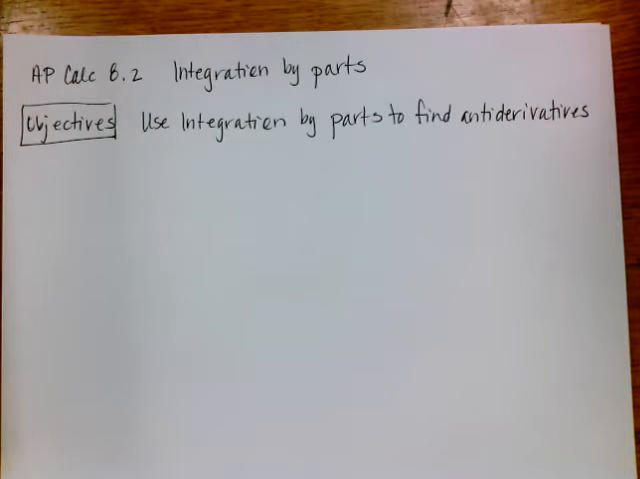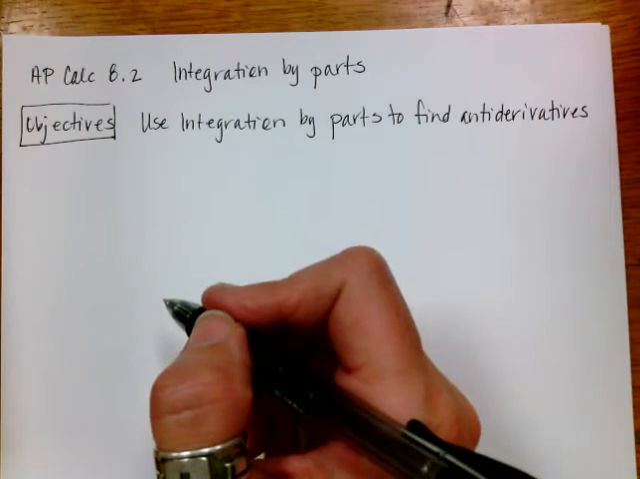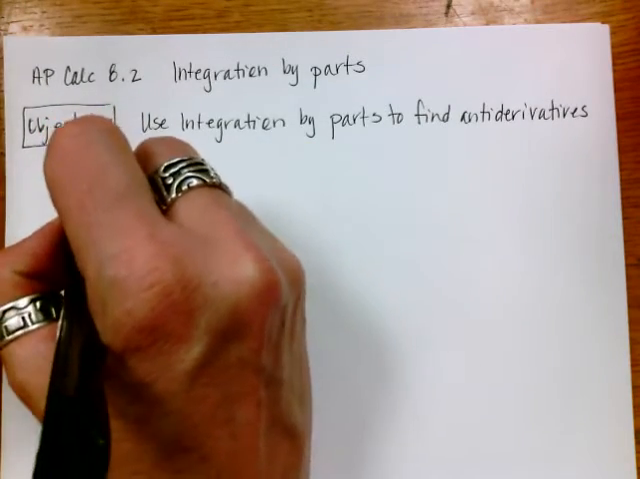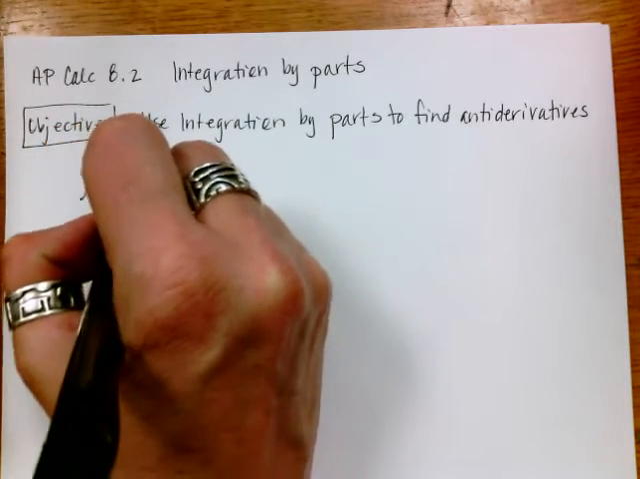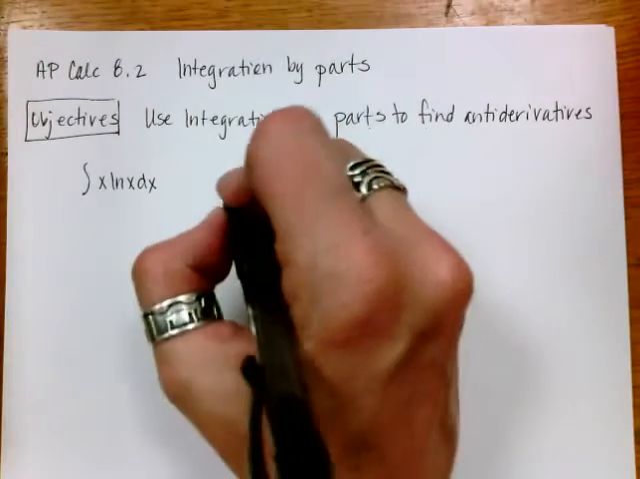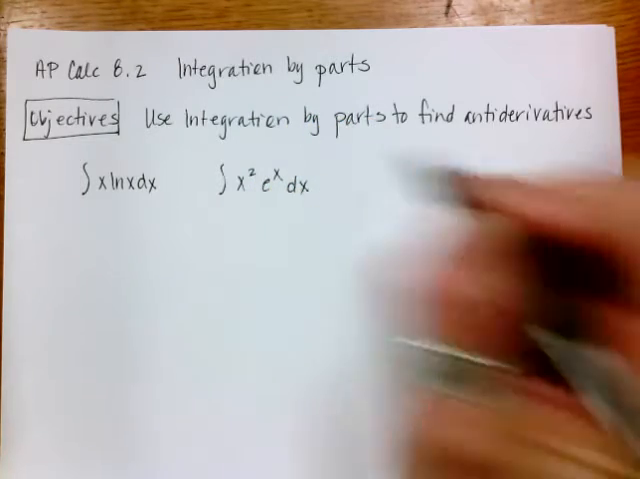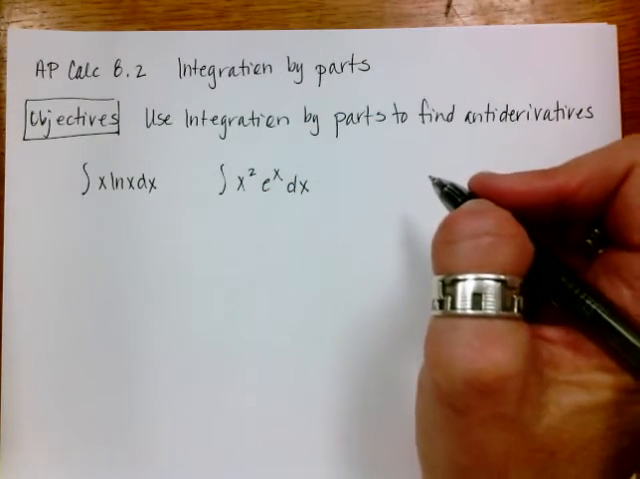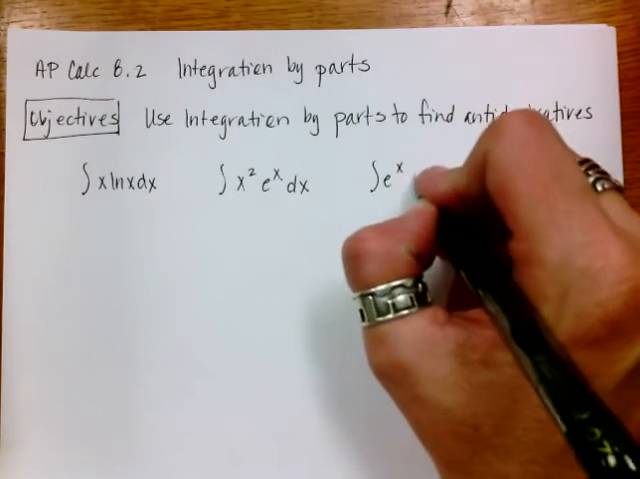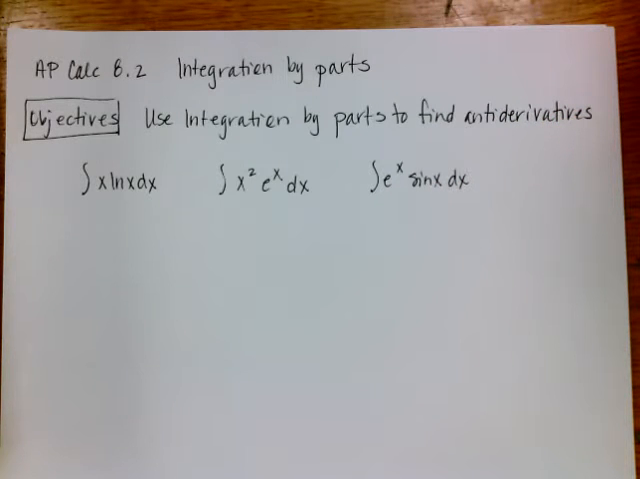This method is particularly useful for integrals involving products of algebraic and transcendental functions. So for example, if I had an integral that looked like x natural log of x dx, I might want to use my integration by parts. Or I could have one that looked like x squared e to the x dx, because if I try my u substitution, that's not going to be too helpful. Or it might look like something like e to the x sine of x dx. It's like, well, that's kind of yucky.